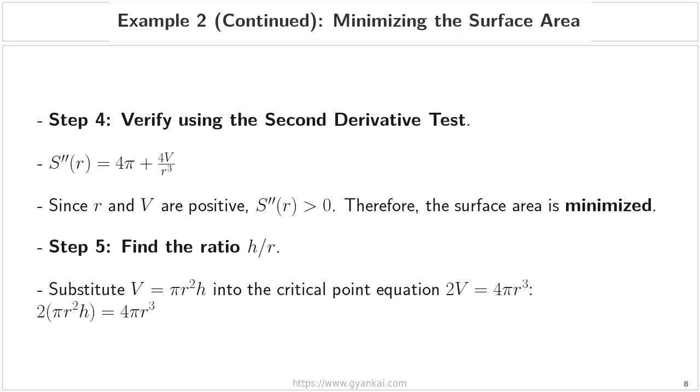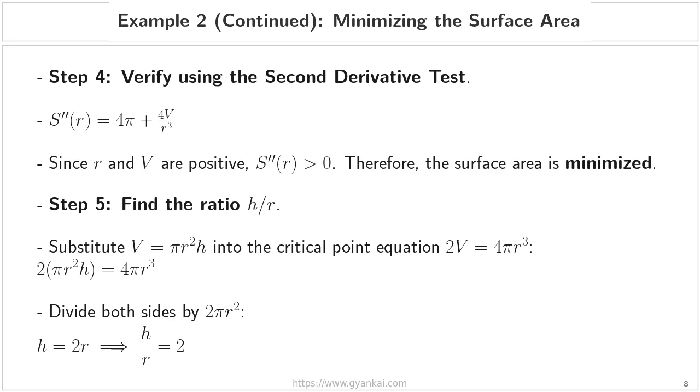We start by taking our critical point equation, which was 2V = 4πr³, and substitute the formula for volume, πr²h, in place of V. This gives us the equation 2 times πr²h = 4πr³. To simplify this and find the ratio, we divide both sides of the equation by 2πr². This leaves us with h = 2r. By dividing both sides by r, we find that the ratio of h over r equals 2.